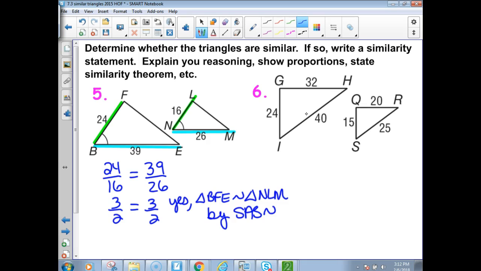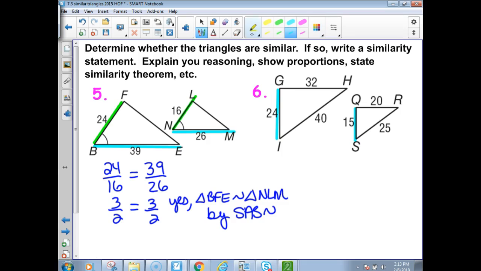For this one, what do we need to do? We have to do 3 things. What should I compare? We ought to know by now. Okay, so go to the smallest one in the first triangle. That would be the 24. Okay, so I'm going to compare GI to what side in the second one? Yeah, the smallest one. Okay, so QS.